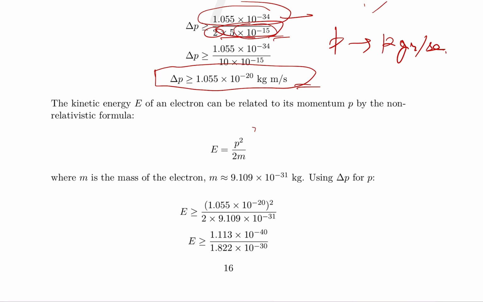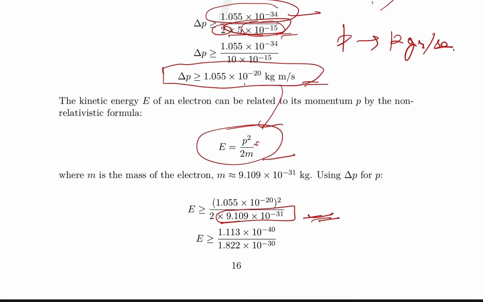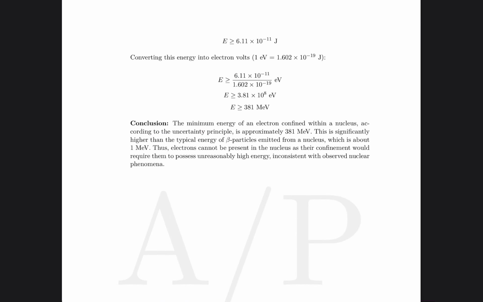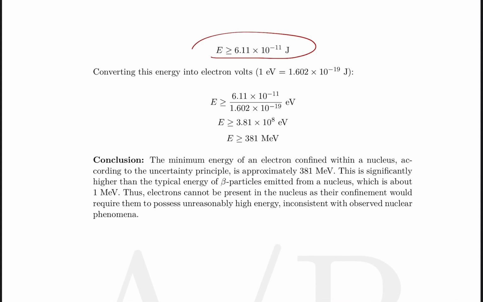Now kinetic energy E is equal to p squared over 2m. We know the value of p now, so just put the value of p here, p squared over 2m. The value of m we are aware of, 9.109 into 10 raised to the power minus 31 kg. Then E comes out to be 6.1 into 10 raised to the power minus 11 joules. So this is the energy in terms of joules.